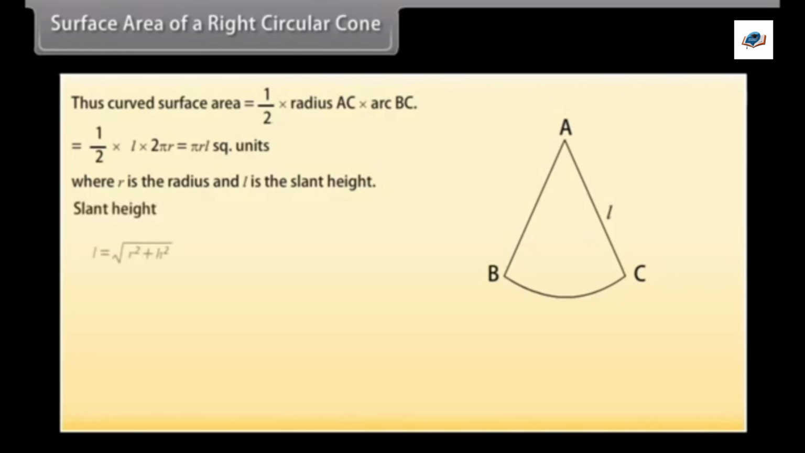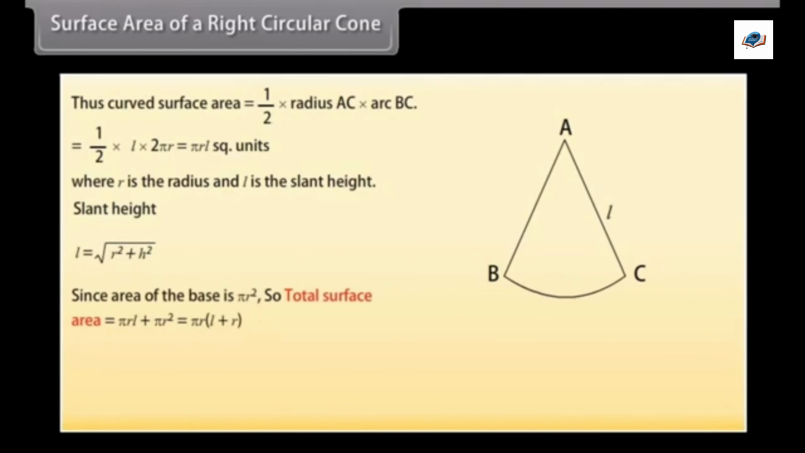And slant height L is equal to square root of r square plus h square. Since the area of the base is pi r square, the total surface area is equal to pi r L plus pi r square, which is equal to pi r into (L plus r).